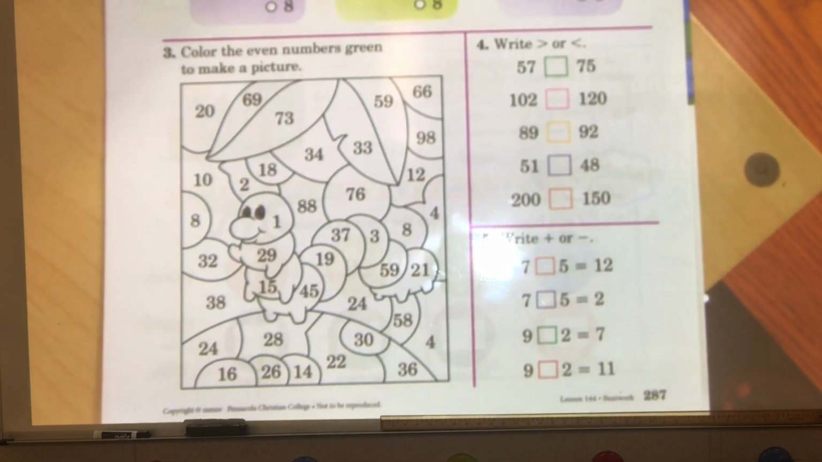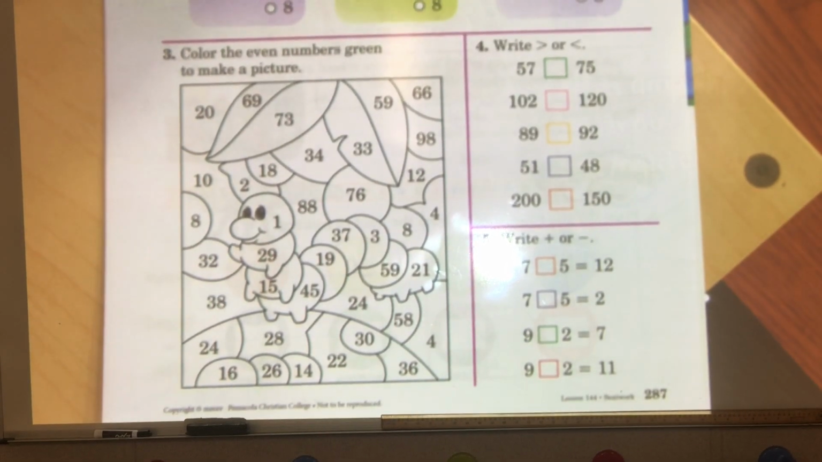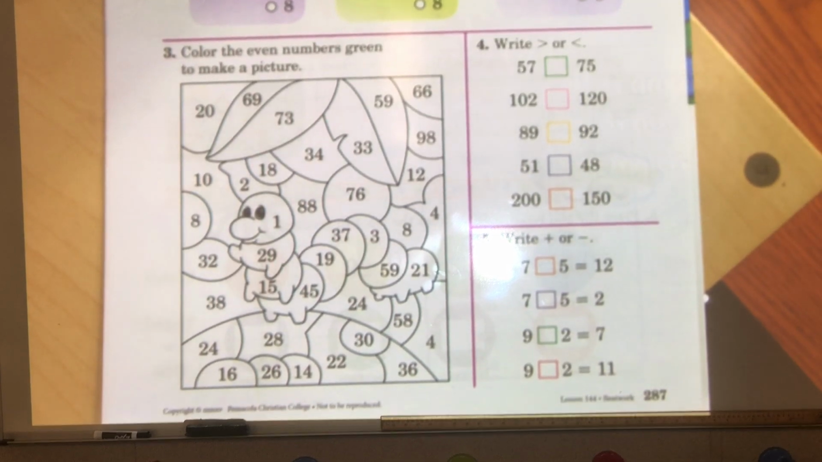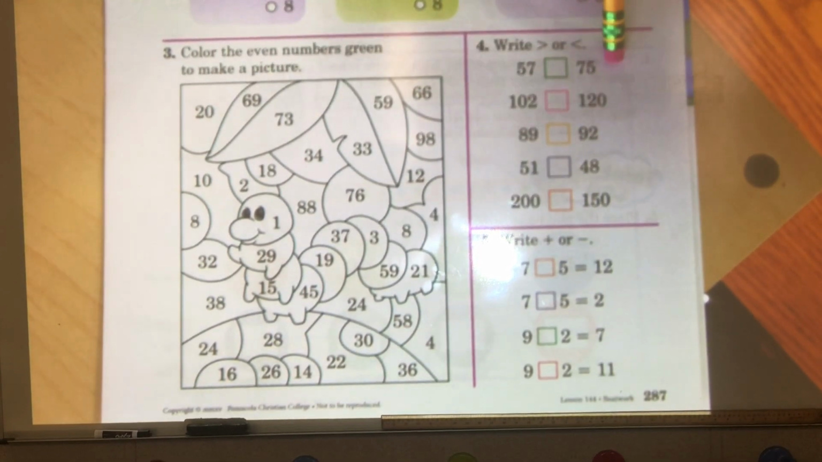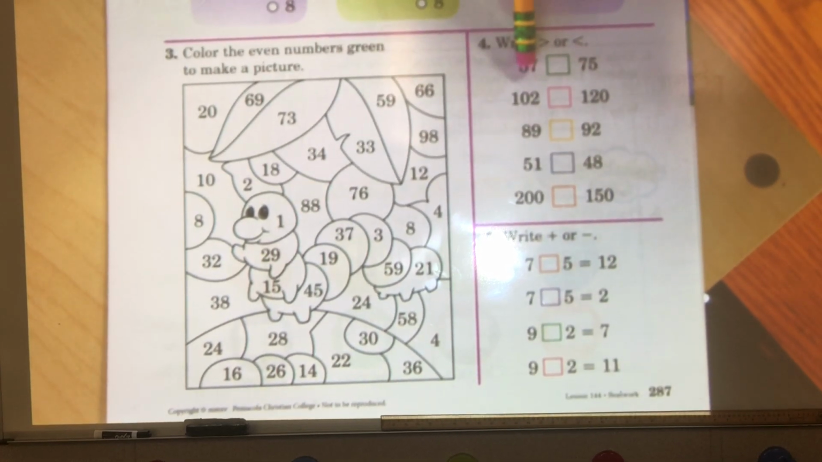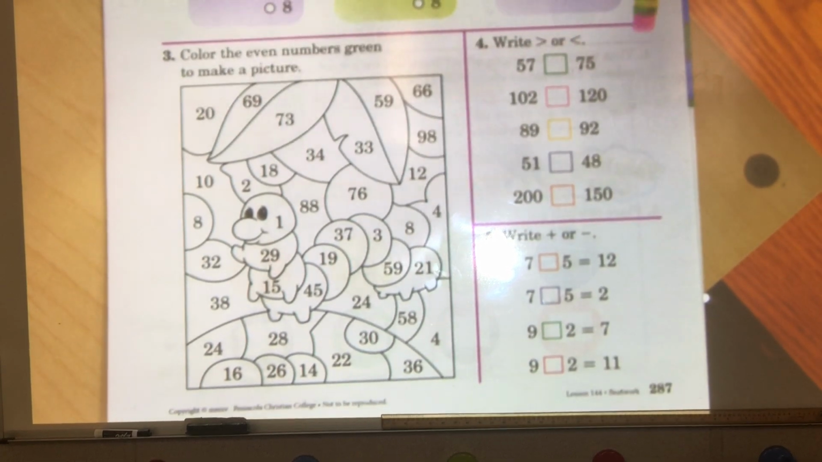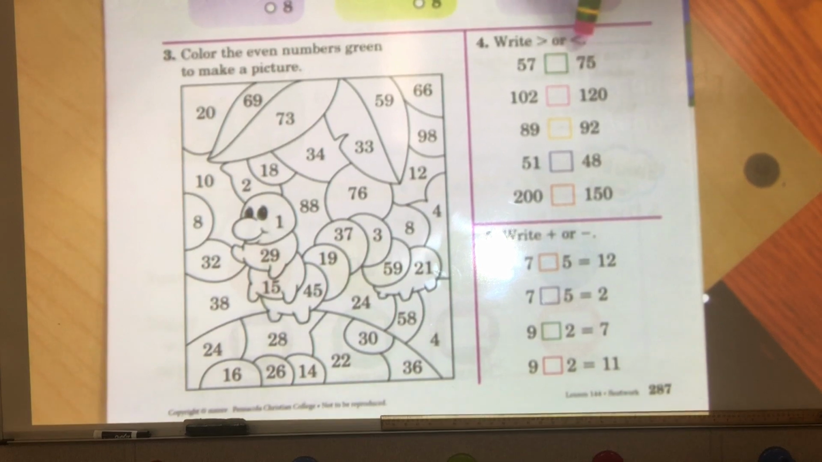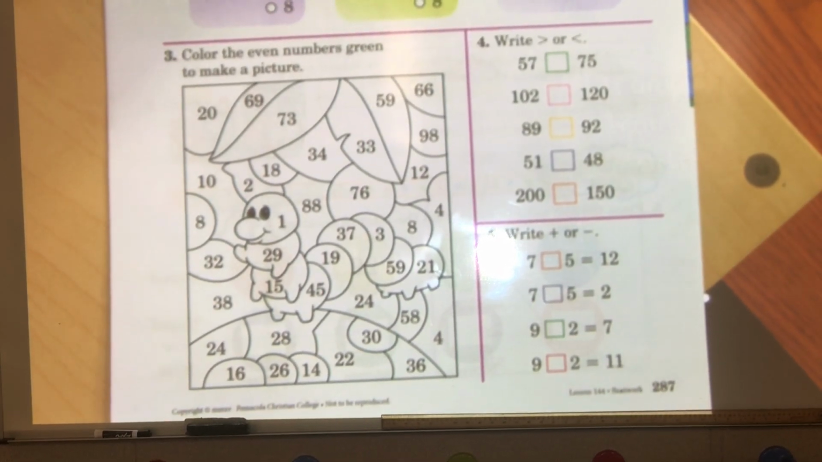Take a look at section 4. It says write the greater than or less than. You're going to compare those two numbers and write whether it's greater than or less than. Let's take a look at 57, the first one. We're comparing the number 57 and 75. So we will read 57 is less than 75. You will use the symbol for less than. So 57 is less than 75.